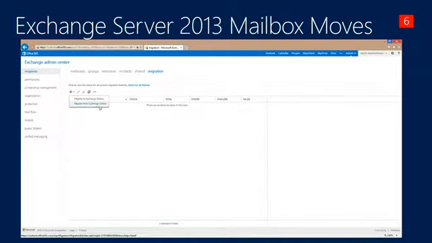Migrating to Exchange Online and migrating from Exchange Online can also be done using the same migration service. So both local mailbox moves and remote mailbox moves, all from the one same UI.